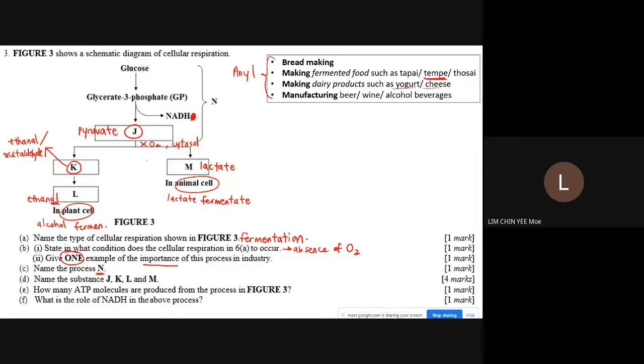Ingatlah dia ikut alcohol, so the end product ethanol, so that you won't confuse. Proses N ini apa? Glucose jadi pyruvate, ini ialah Glycolysis. Good job, glycolysis. And E, how many ATP molecules are produced from the process in figure 3? 2 ATP. 2 ATP.